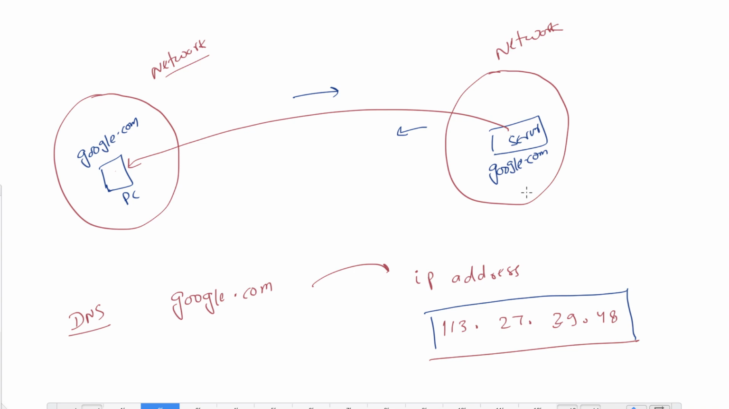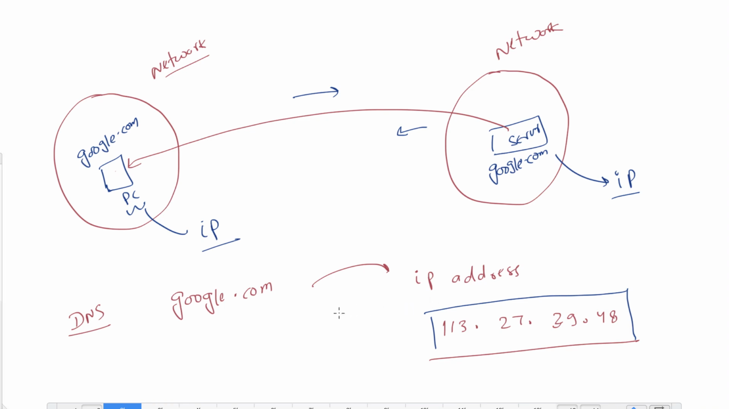Now how does the google.com server know where to reply? This will be identified by the IP address of this PC. So this PC has one IP address, this server has one IP address. In fact, every connection has one IP address. I will talk about this more in the next few slides. So every connection has one IP address, which means if you are connected to the internet, then you will get some IP address, and the server is also connected to the internet, so the server will also get some IP address.